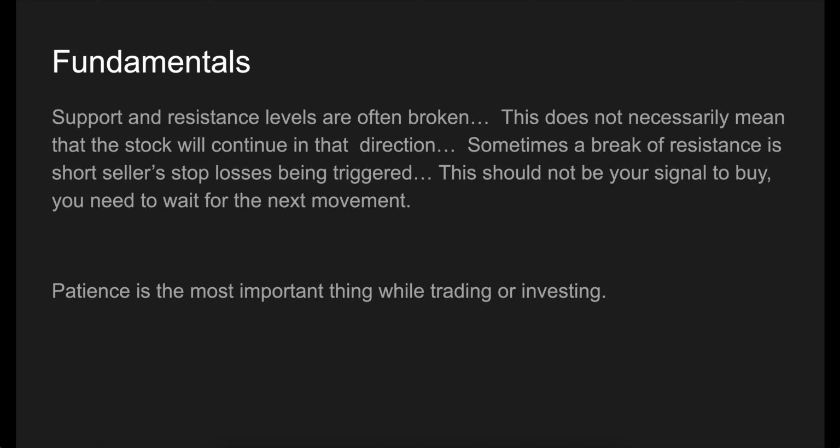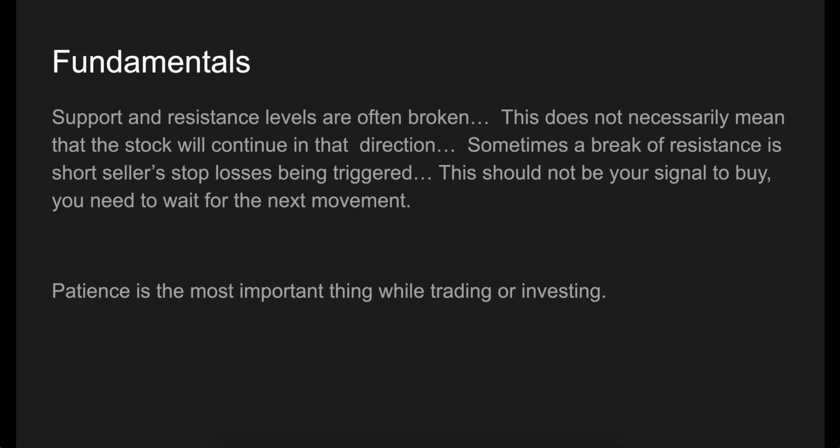Pretty much what I'm trying to get at here is patience is the most important thing while trading or investing in general. And this is just in support and resistance. Patience is the most important thing with everything, not just trading off of support and resistance levels.